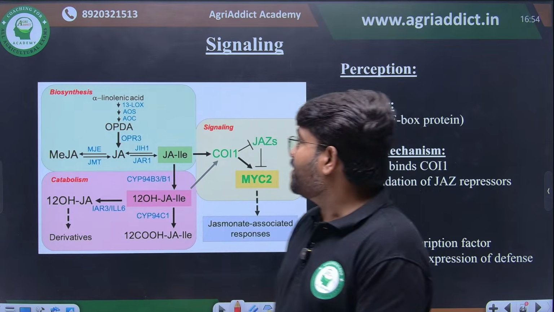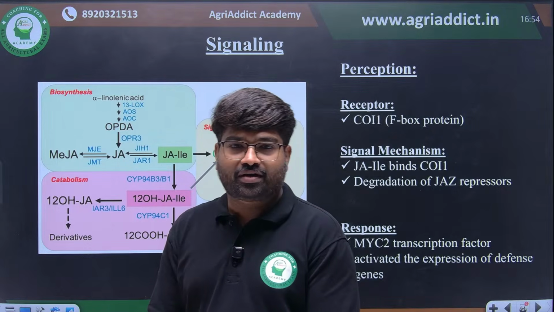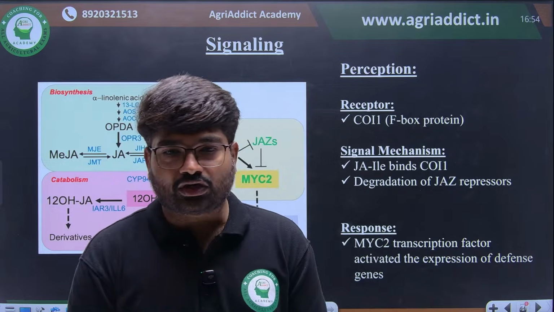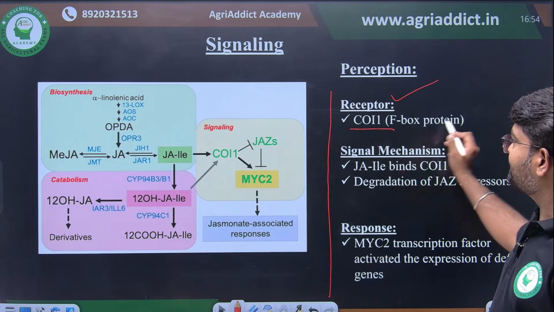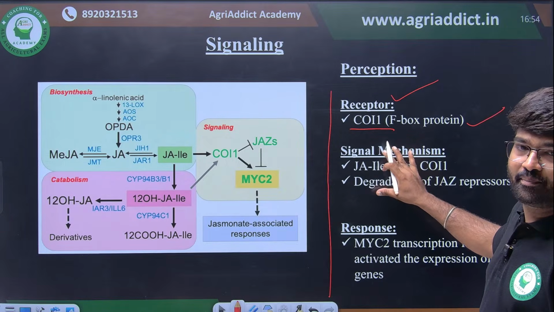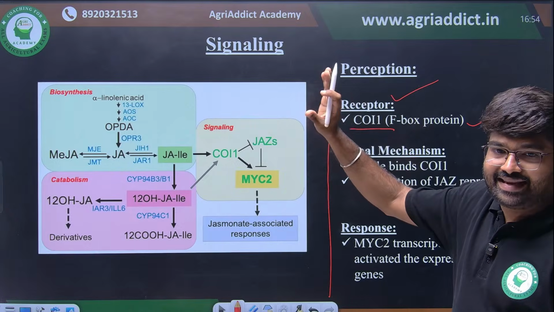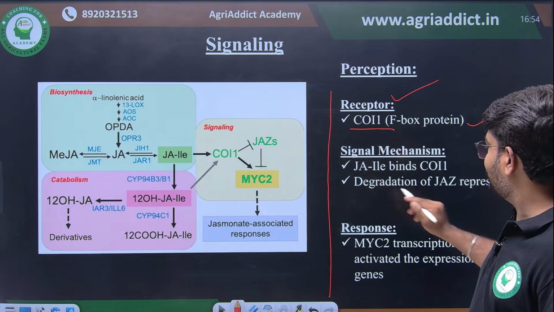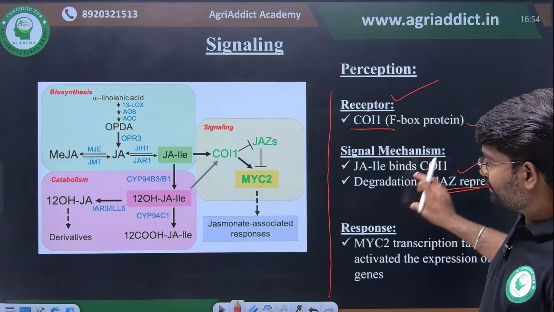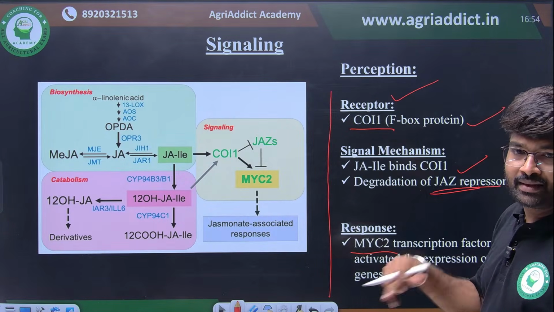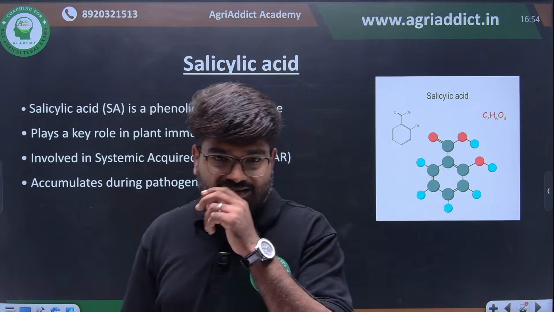Now we are going to see about signaling. The most important thing you have to remember is the receptor. COI1 is the receptor. These are the key points you have to remember. How the mechanism happens: like in auxin, Aux/IAA acts as an inhibitor, here in jasmonic acid, JAZ acts as an inhibitor. If this JAZ is removed, the transcription factor will go and bind, and the JA responsive genes will be active. I hope this is clear for everyone. This is just a revision.